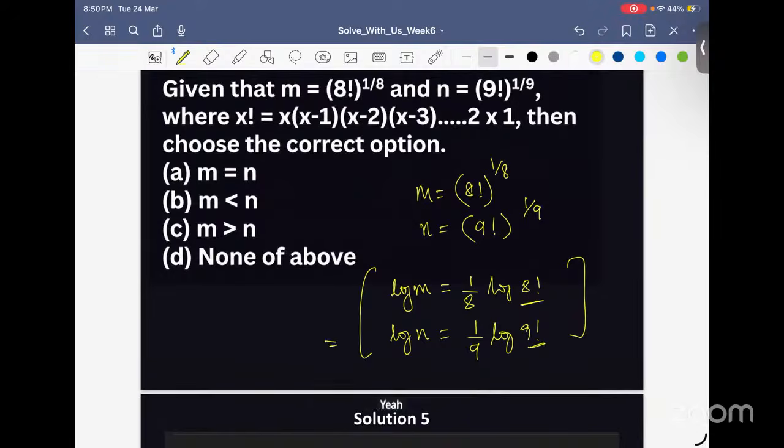Log of 9 factorial will be 1 upon 9 log of 9 plus 1 upon 9 log of 8 factorial. Correct? This is what you said? Yes, sir. But then also you are not getting anything, right?